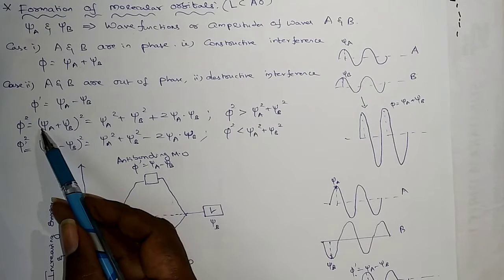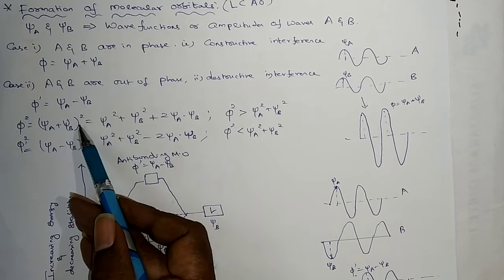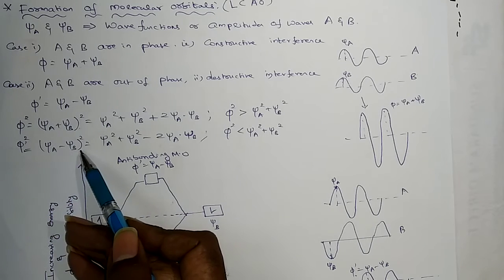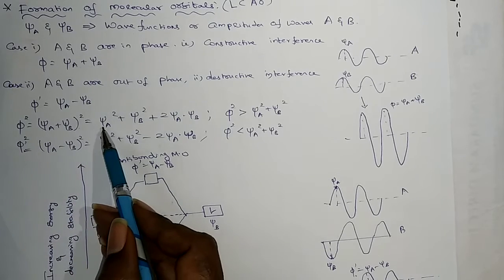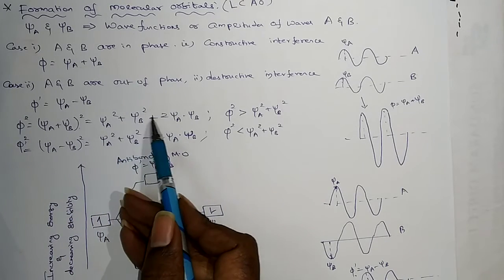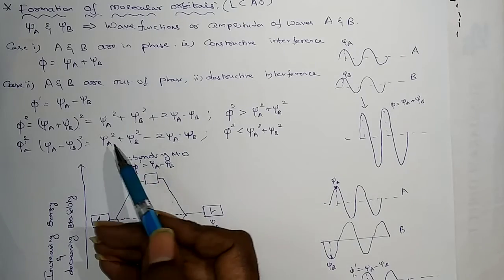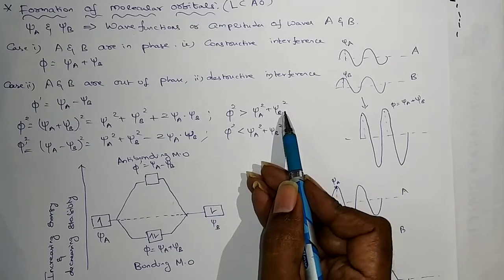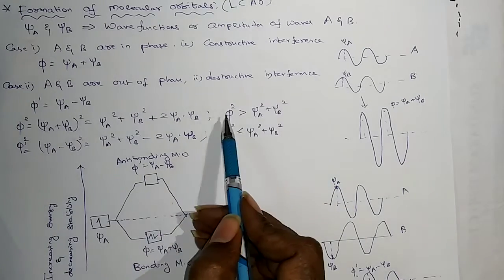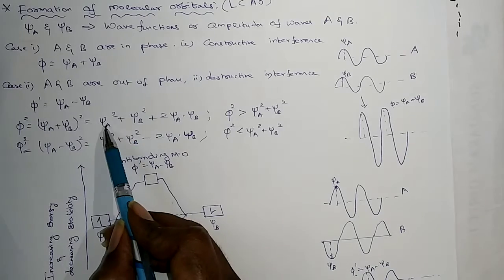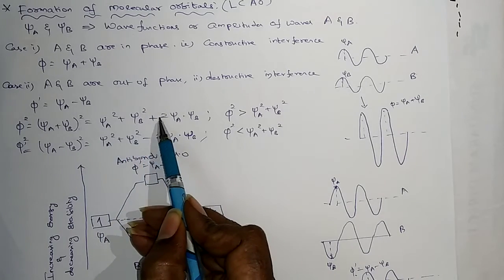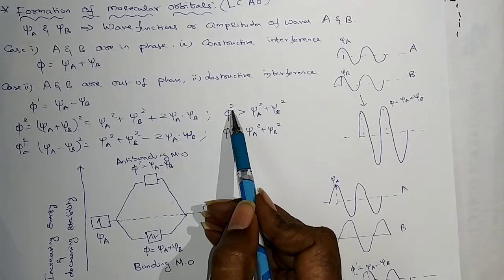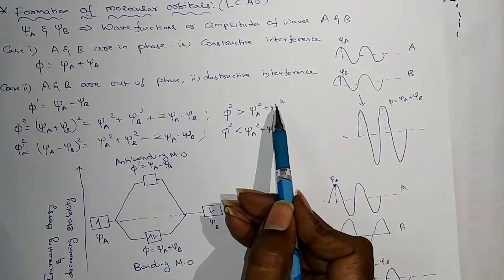So phi square is equal to (psi A plus psi B) square when waves are in the same phase, and phi dash square is equal to (psi A minus psi B) square. So here phi square is equal to psi A square plus psi B square plus 2 psi A into psi B. Therefore phi square is greater than psi A square plus psi B square, because phi square equals psi A square plus psi B square plus some extra amount.